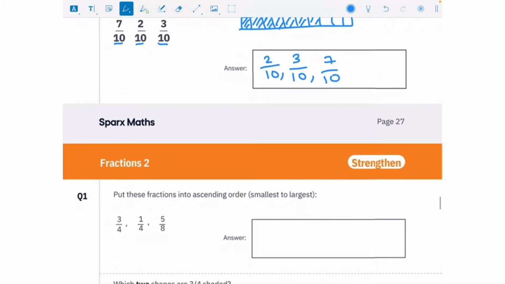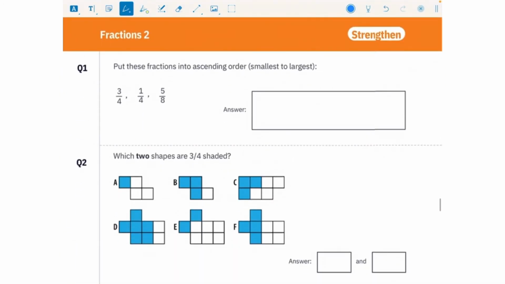Okay, strengthen. Put these fractions in ascending order, smallest to largest. Now this is harder because our denominators, our numbers on the bottom of the fraction, are different. So we've got 3/4, 1/4 and 5 out of 8. Now we would ideally like all of those denominators to be the same. And we can do that quite easily by making the denominators that are 4 into an 8, and then they'll all be 8.